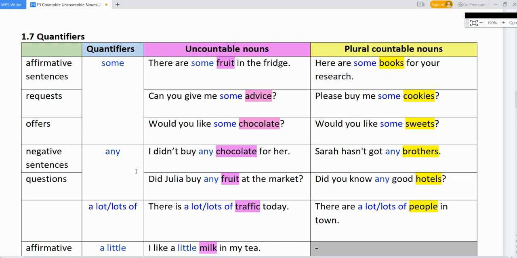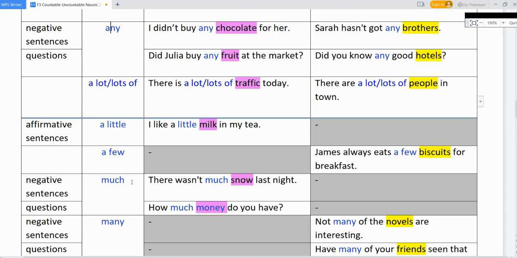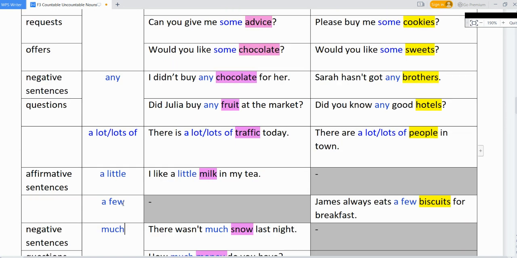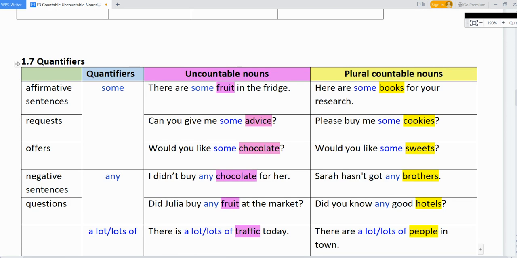Quantifiers is pembilang lah, for example. Okay, in bahasa Melayu. Pemberi kuantiti, penilai kuantiti. Okay, so we have, in this table, quantifiers like some, any, a lot, lots of, a little, few, much, many. Okay, so let's see how these words are used. Okay, for example, we have also this column uncountable nouns and plural countable nouns. Okay, let's see how we use these quantifiers.